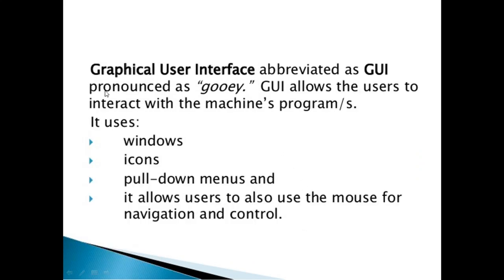Now the graphical user interface is GUI. GUI allows the user to interact with the machine programs using things like windows, icons, and pull-down menus, and it also allows the user to use the mouse for navigation and control.